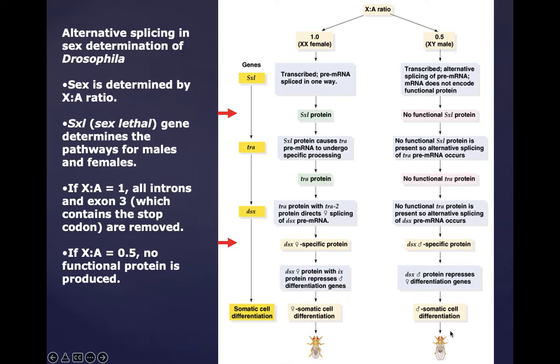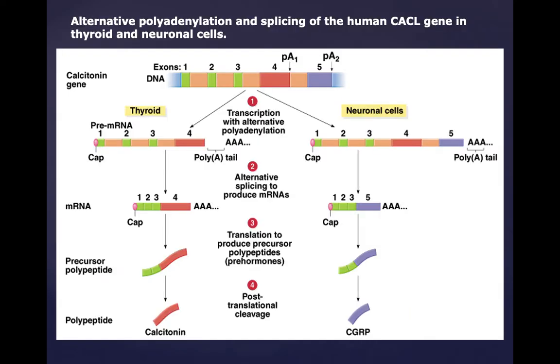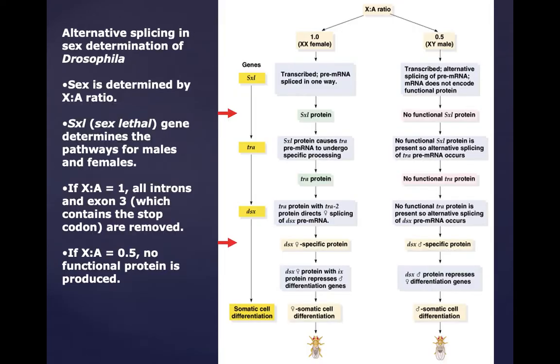Okay, so we can see not only in the example of a byproduct that genes can be regulated at the level of RNA processing, but also at a more biologically complex level, which is sex determination, which can also be controlled at the level of RNA processing.